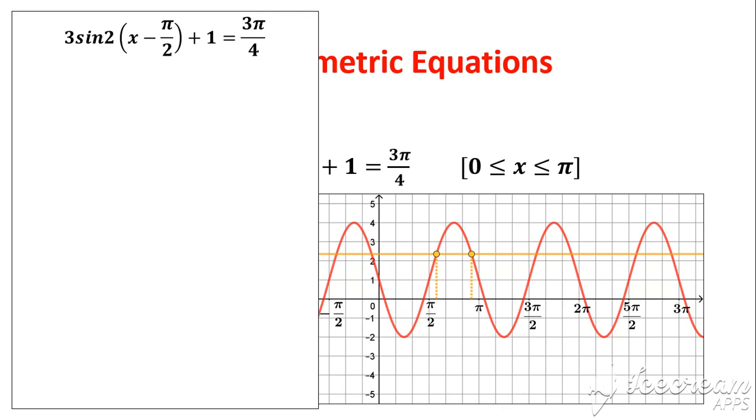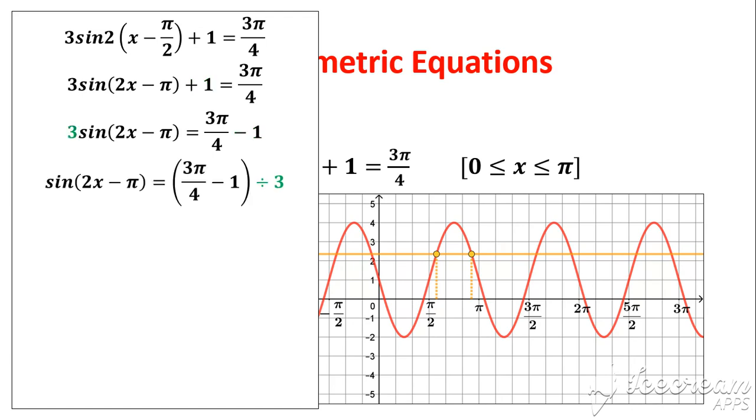Let's write down 3 sin(2(x - π/2)) + 1 = 3π/4. Now, what we're going to have to do first is multiply out the brackets. 2 times x is 2x, and 2 times negative π/2 makes negative π. So we get 3 sin(2x - π) + 1 equal to 3π/4. Now we're going to take that plus 1 and put it on the other side and subtract 1. Now we're going to divide everything by the amplitude of 3, so dividing both sides by 3 to get sin(2x - π) equal to (3π/4 - 1) all divided by 3.